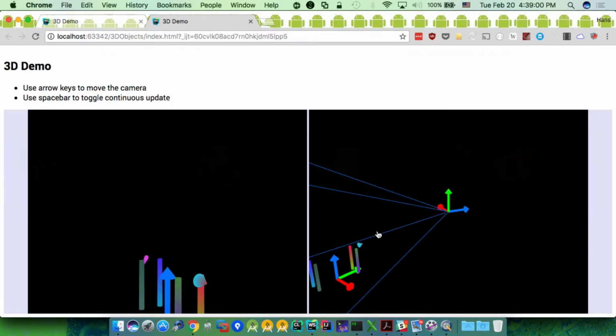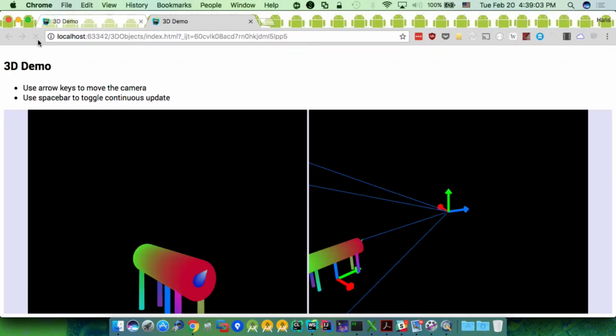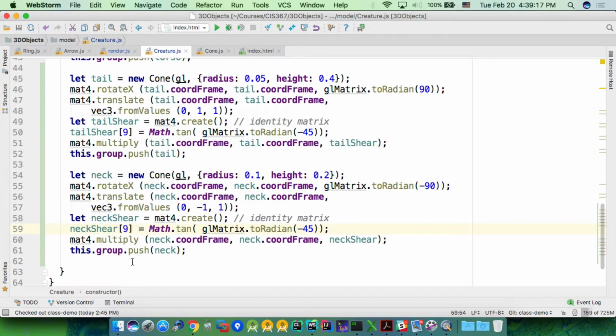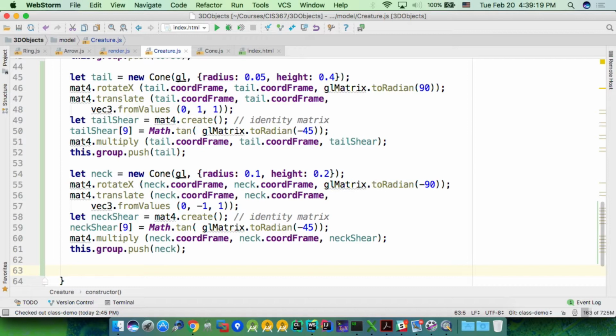Okay, let's see if the neck, yes, the neck is pointed up. So we have the neck, now we can build the head, the two ears and stuff. Okay, so questions so far? So build the head, ears, and eyes as a new group.